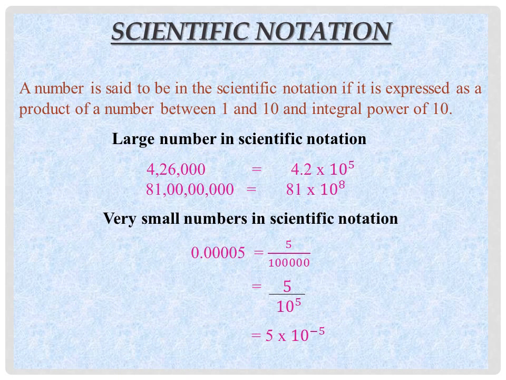Now taking scientific notation. A number is said to be in scientific notation if it is expressed as a product of a number between 1 and 10 and an integral power of 10.